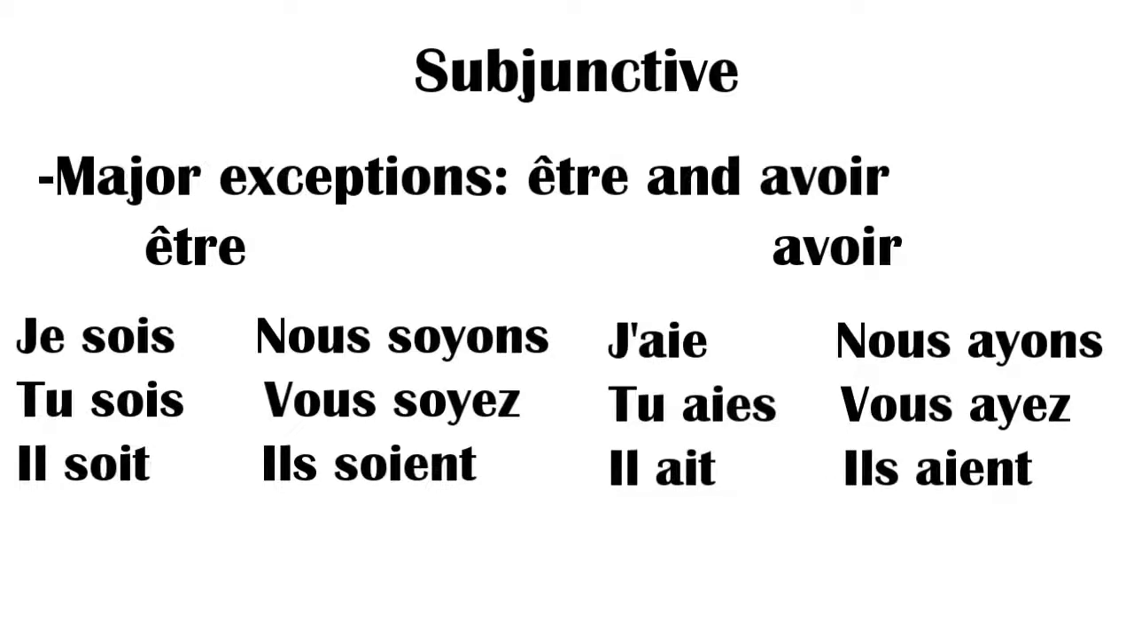Like everything in French, there are exceptions. Make sure you learn how to conjugate être and avoir in the subjunctive. These conjugations are pretty weird, so you just have to memorize them.